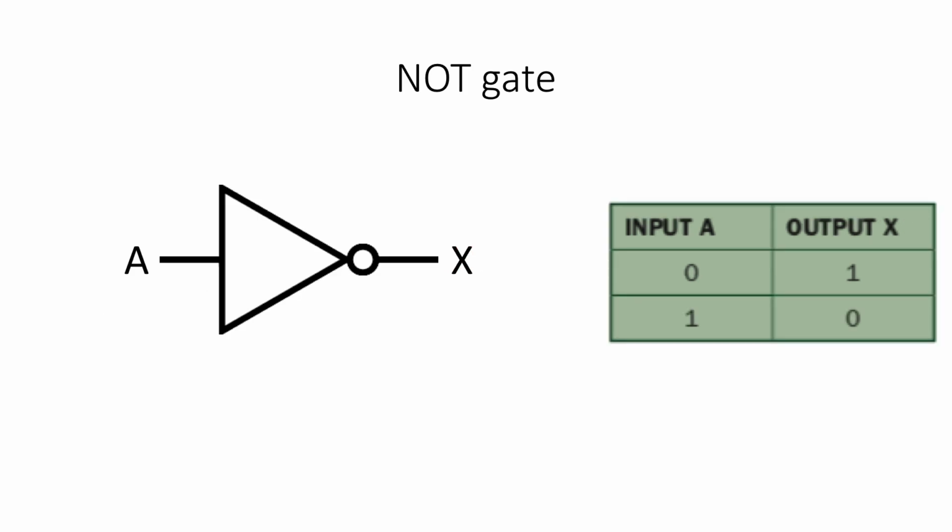So let's look at the NOT gate. If A is 0 and it goes through the NOT gate, X will become 1. If A is 1 and it goes through a NOT gate, then X will become 0. So these are the two gates we're going to combine together and see what happens.